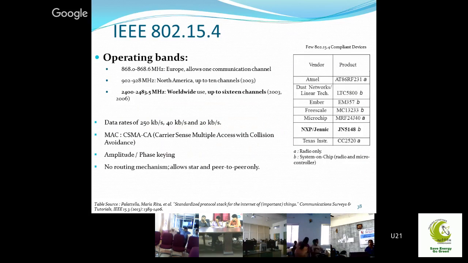These are some operating bands. 802.15.4 generally works in ISM bands, and it uses CSMA/CA. It supports a data rate of up to 250 kbps, and amplitude and phase shift keying is used as modulation. On the right hand side, I have shown some commercially available products.